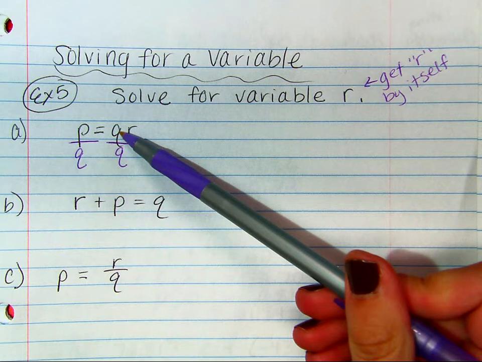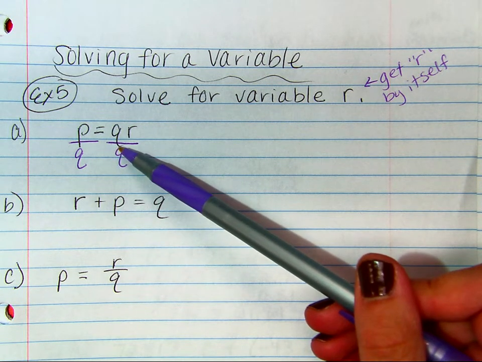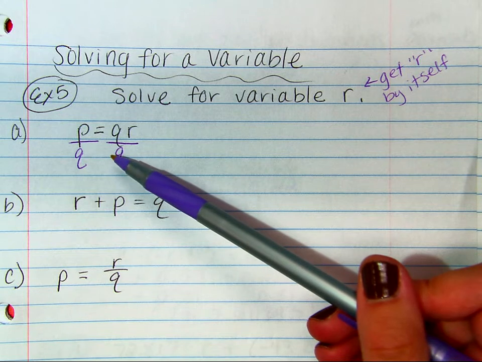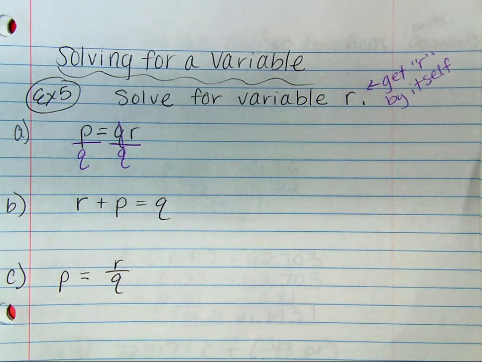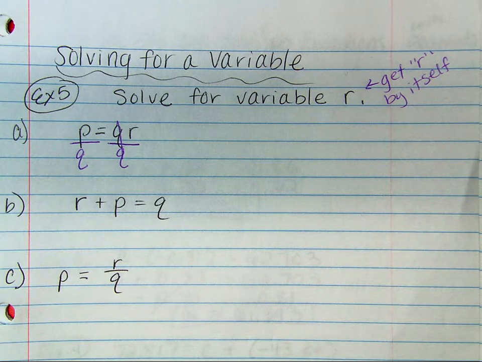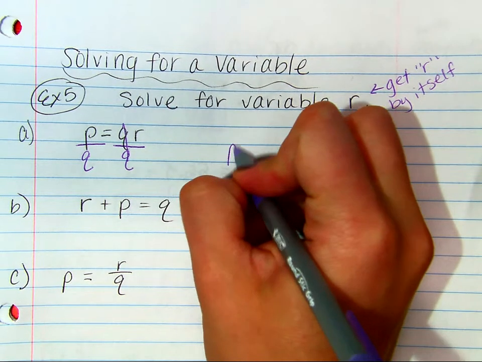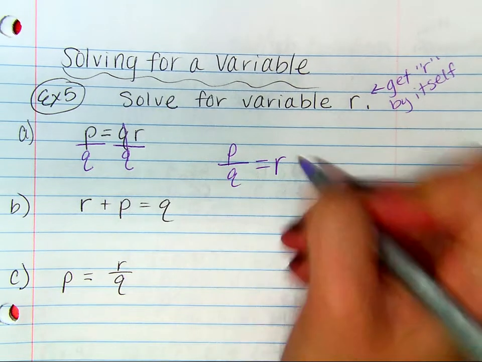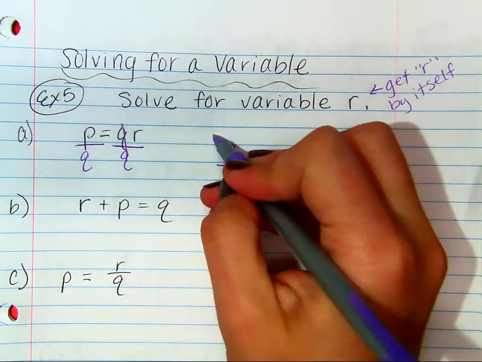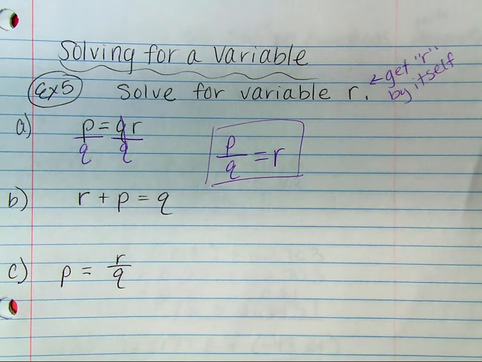Now what happens, I've got q over q. Anything divided by itself simplifies to 1. So this is really just like 1 times r. So the q's are actually going to cancel out. And then I'm left with p over q. And since they're just variables, there's really nothing for me to simplify, because it's not like I know what those numbers actually are, so I'm just going to leave it as p over q. So my answer would be p over q equals r. And now I've solved for r. R is by itself on one side of the equal sign.